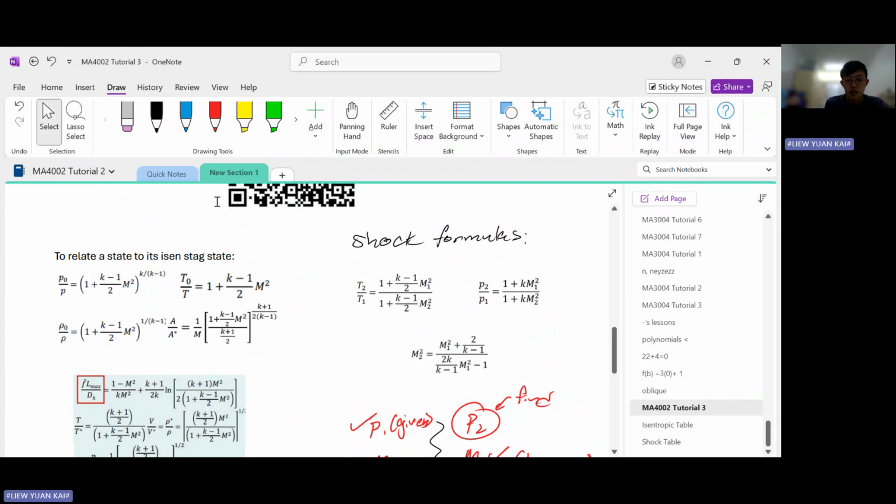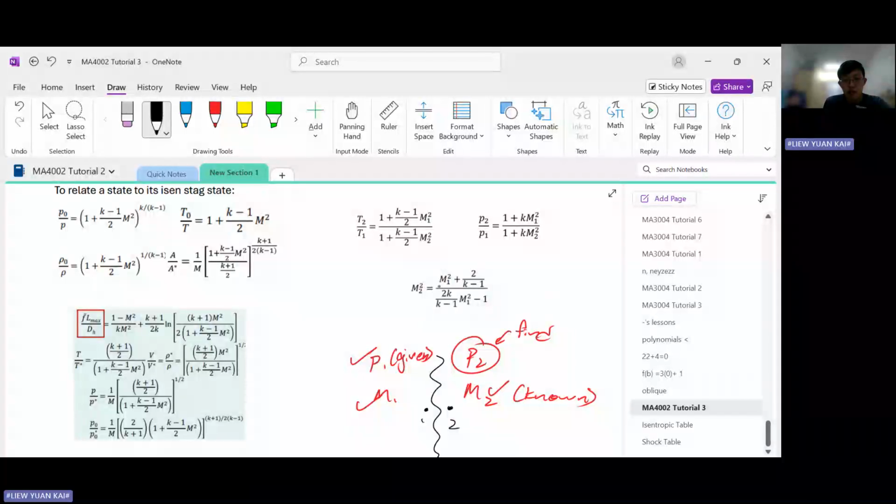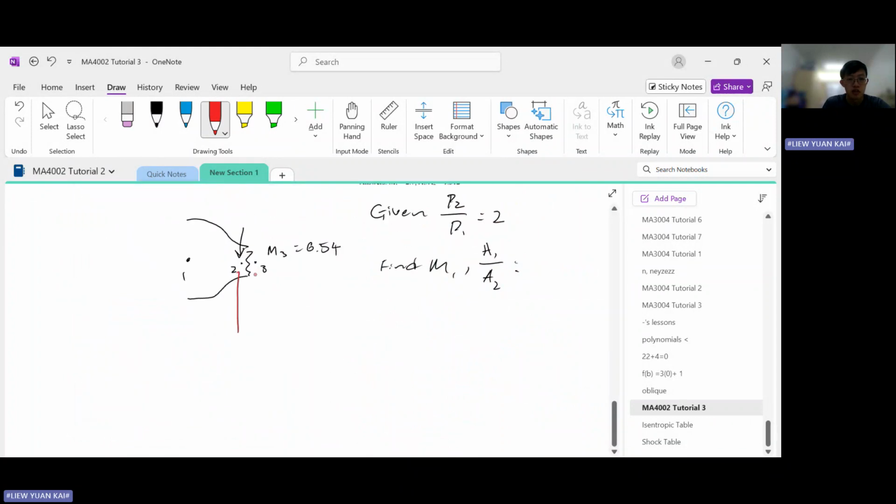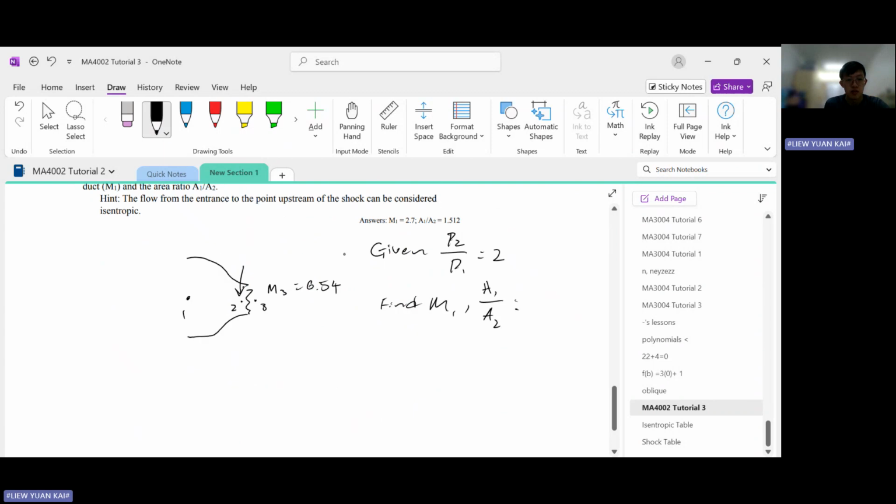But now we're not dealing with points labeled 1 and 2, right? Now we're dealing with points labeled 2 and 3. So how do we apply this formula? Well, you simply replace 2 with 3 and 1 with 2. Why? Because in the formula that we are given, this 2 refers to downstream of the shock, and this 1 refers to upstream of the shock, right? So you see who is upstream and who is downstream. Point 2 is upstream and point 3 is downstream. That's why we replace M2 with M3 and M1 with M2.